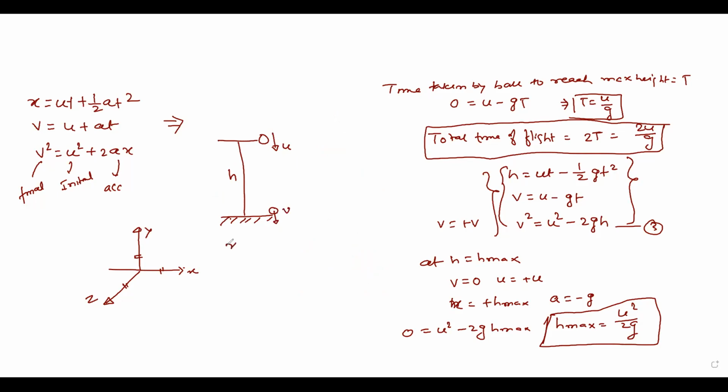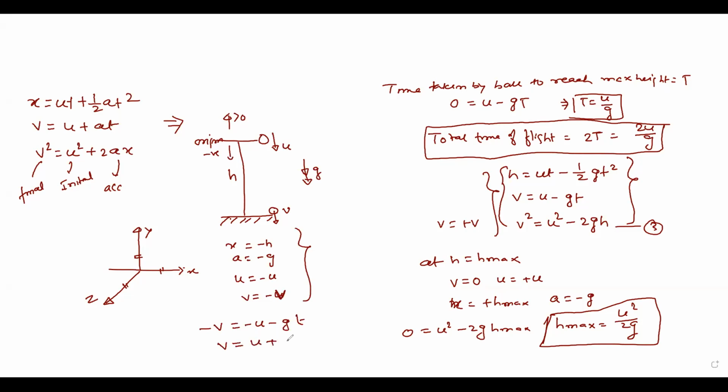Now in this case, x equal to, suppose this is the origin and this is the positive direction, then this will be the negative direction. So displacement covered in negative direction, so minus h. a equal to again minus g, because g is acting only in the vertical downward direction. a is minus g, u is minus u, and v is minus v. So you can put minus v equal to minus u minus g t. So ultimately it will be v equal to u plus gt.